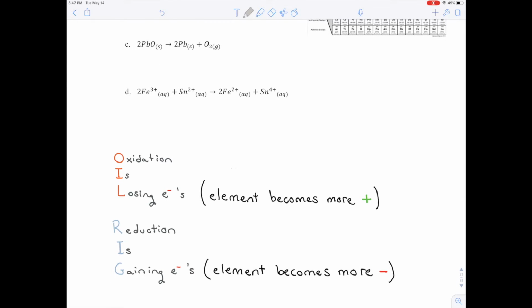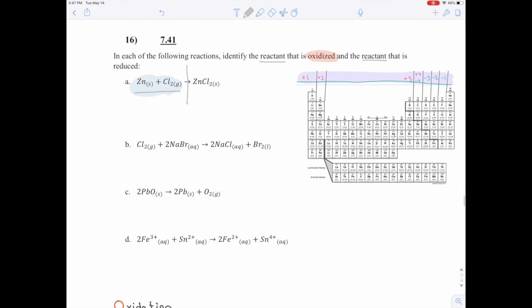Reduction is when you gain electrons, when you gain negative charge. And if you gain negative charge, hopefully it makes sense that the element would become more negative. It doesn't have to be negative itself, it just has to become more negative. For example, look at the iron here: it starts at 3+, ends at 2+, so it's becoming more negative as you go from the left to the right side of the reaction. So if the element becomes more positive, it's oxidation. If it becomes more negative, it's reduction.